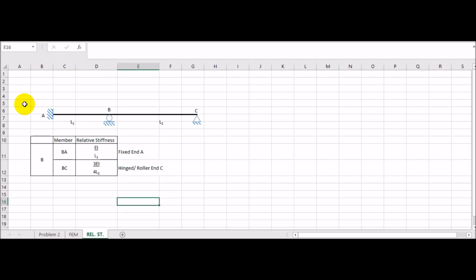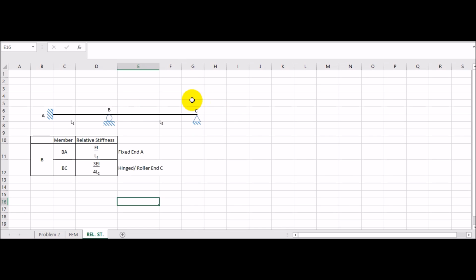A and C are the end joints and B is the intermediate joint. Alright. So if my A is fixed, then my relative stiffness for member BA is EI by L1. This is the formula, EI by L1, where L1 is the length of member BA. Okay. And for member BC, we call it the far off end. This C is the far end of BC.